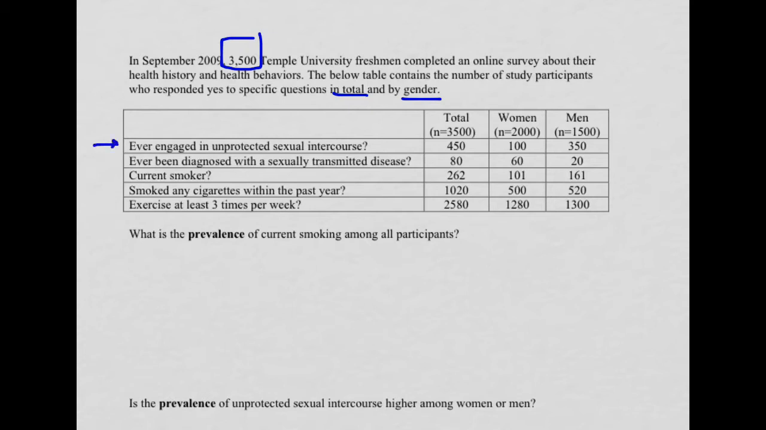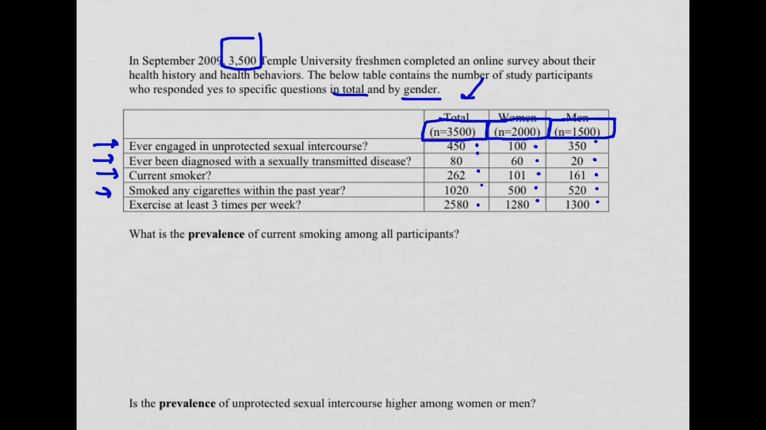So here you can see the number of topics asked of the students, so unprotected sexual intercourse, current smoking, etc. And we have 3 columns. Here is our total column. So this N is our total number of people in our sample. So of our 3,500 people, each cell shows the number of people who responded yes to each of the questions. We then see by gender, so we can see here that we have 2,000 women in our study, and we have 1,500 men in our study. And again here in each cell is the number of women who responded yes to each question, and then the number of men who responded yes.